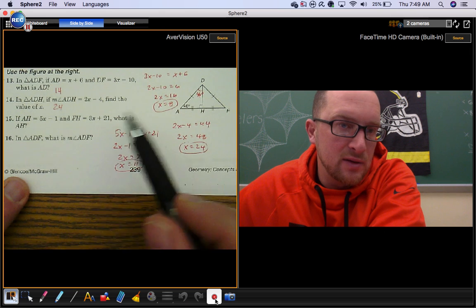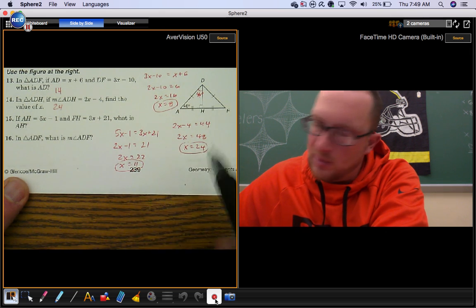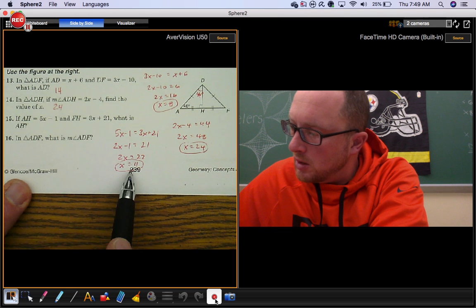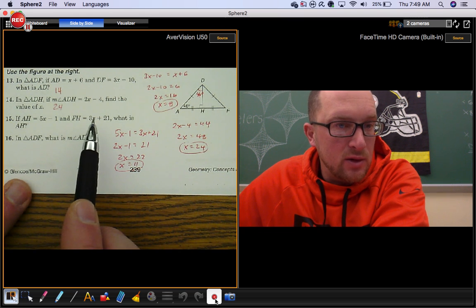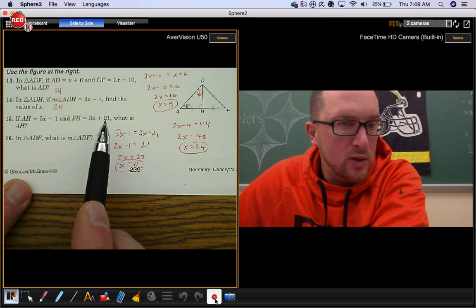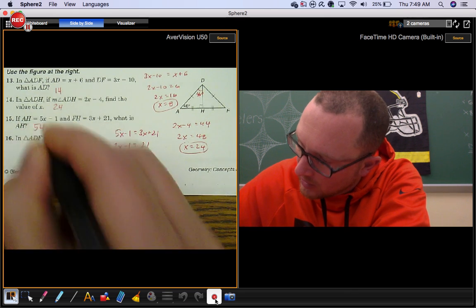Notice how x is different in all the problems. That's not really a good thing when you're working on the same diagram, but whatever. X is 11, so let's plug it in. 3 times 11, that's 33. 33 plus 21 is 54. That's how far it is from A to H.